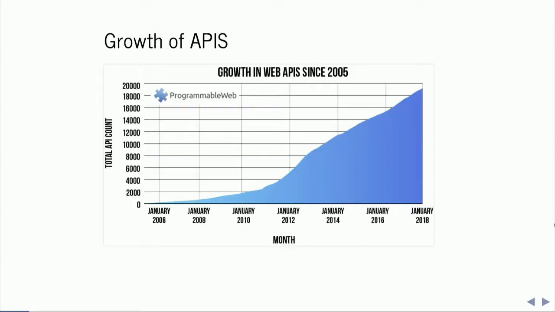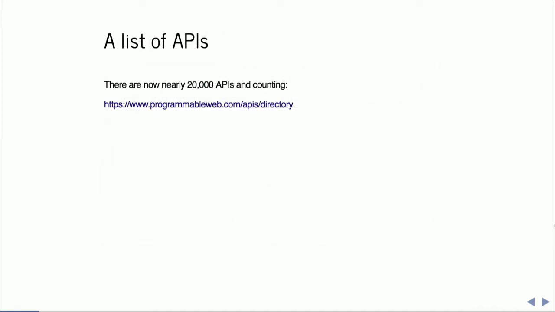Here's the growth of APIs from 2006 to 2018. You may be thinking, oh, well, Facebook has an API. Google has about 100 APIs now. Twitter has an API. But I encourage you to go check out this list of APIs. There's now nearly 20,000, I think, and counting. This website, Programmable Web, has a searchable database of APIs.